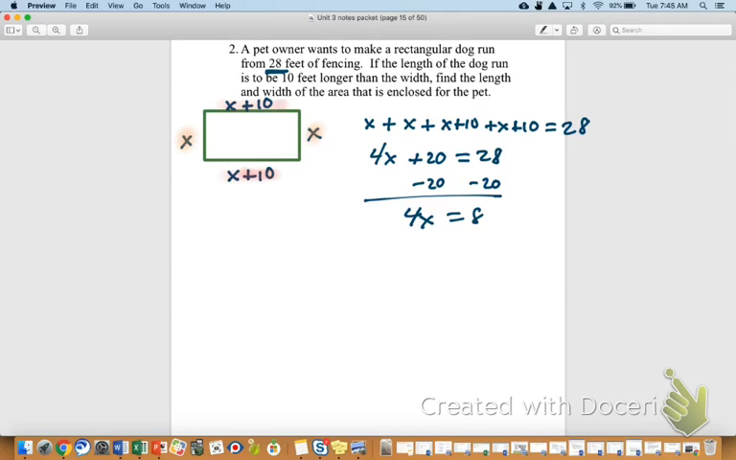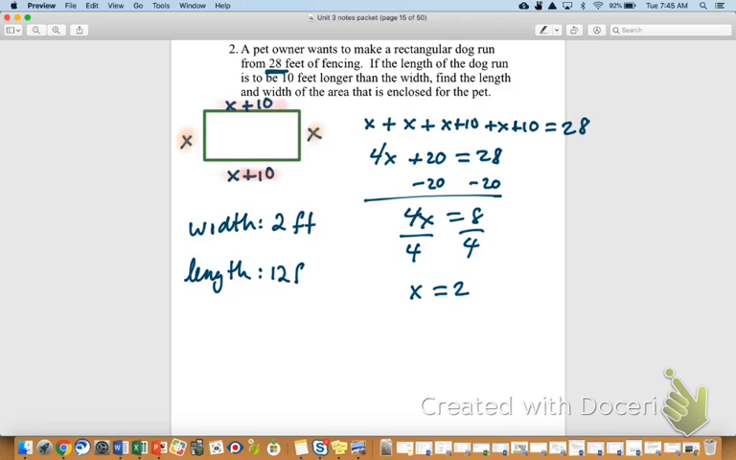4x equals 8. Dividing both sides by 4, I get x equals 2. So that means it wants to know the length and the width. So my width would be 2 feet, and my length then would be 2 feet plus 10 feet, so that would be 12 feet.